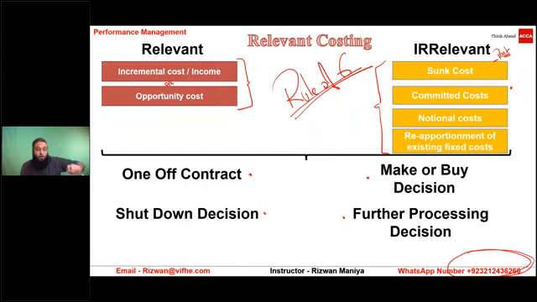Because a commitment to pay has been made in the past, before the decision making, though you haven't paid it, still it's an irrelevant cost. People get confused sometimes. What's the difference between sunk and committed? Sunk has already been incurred, but committed, you will pay in future. Both are irrelevant because the commitment to pay was made in the past.